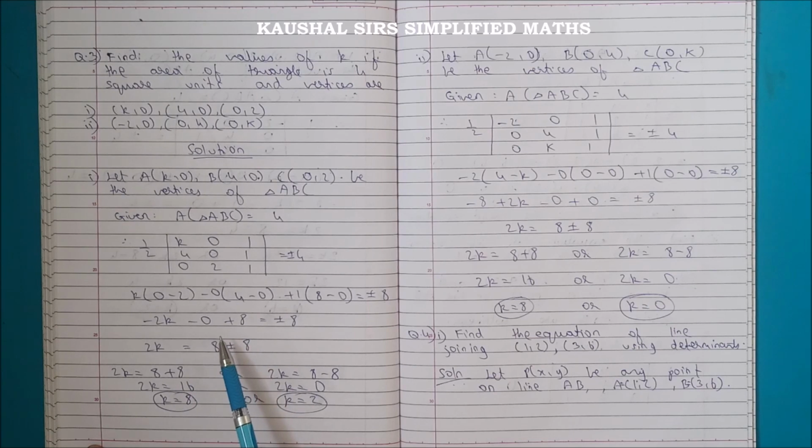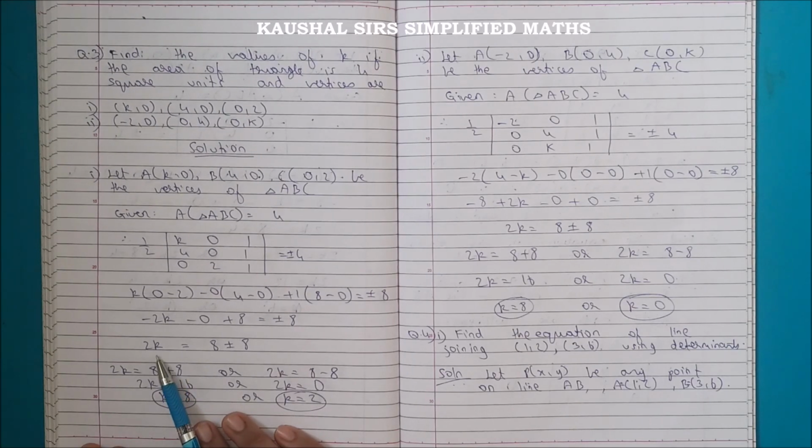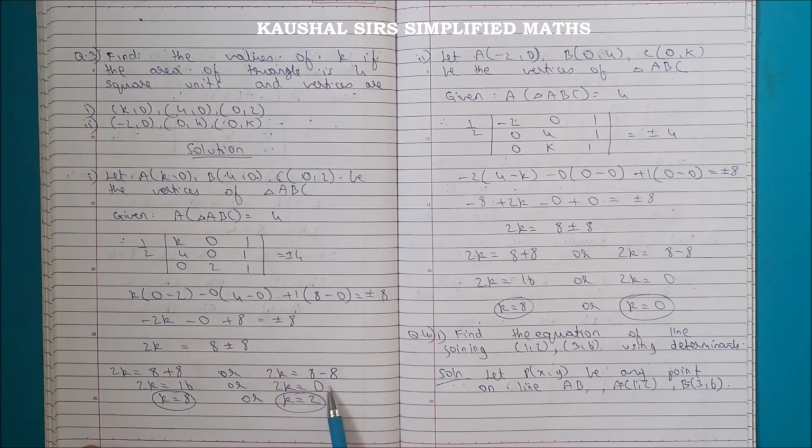So 2k is equal to, if you take this 2k over here and this over here, you get 2k is equal to 8 plus minus 8. One time you will write 2k is equal to 8 plus 8, and the other time you write 2k is equal to 8 minus 8. So you get 2k is 16, so k is equal to 8. Likewise, 2k is 0, so k equal to 0.